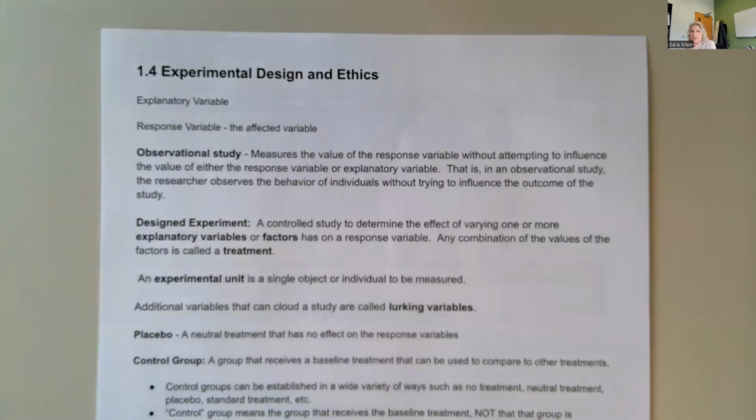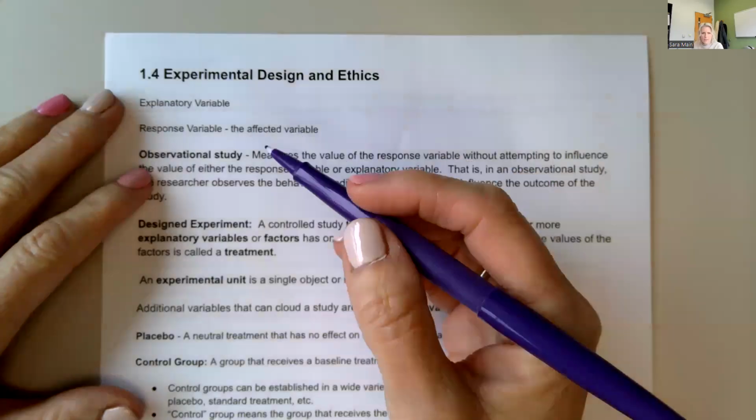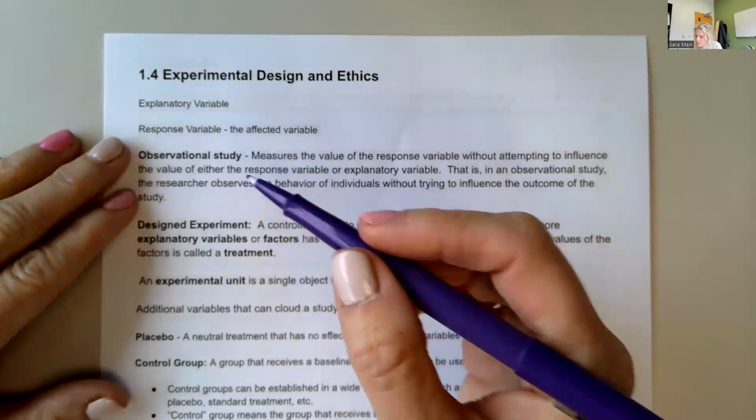So an experiment is set up because we want to test something. We're wondering if something that we've always thought is true is maybe changed. And that's what we're going to be looking at with hypothesis testing in chapter 10. So we have to think about what is an explanatory and a response variable.